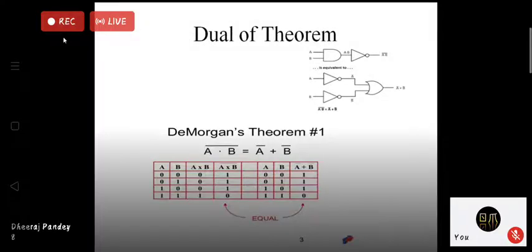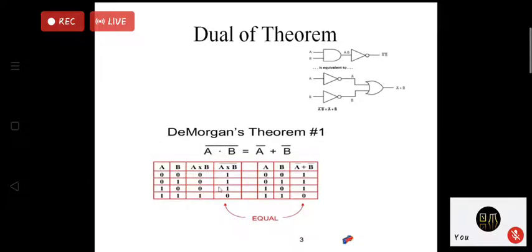So I have written A into B. A into B is 0 into 1 is 0, 1 into 0 is 0, 1 into 1 is 1. So I have taken the complement of it. Then I have written A bar, B bar separately over here. A bar plus B bar, you can calculate: 1 plus 1 is 1, then 1 plus 0 is 1, 0 plus 1 is 1 and 0 plus 0 is 0. Since both of them are equal, you can write it down as hence proved.